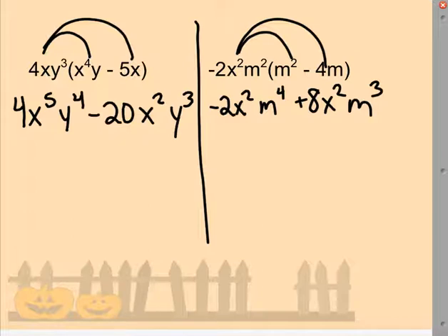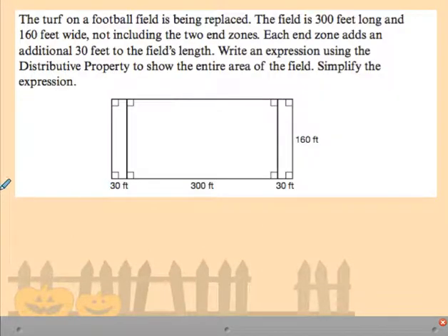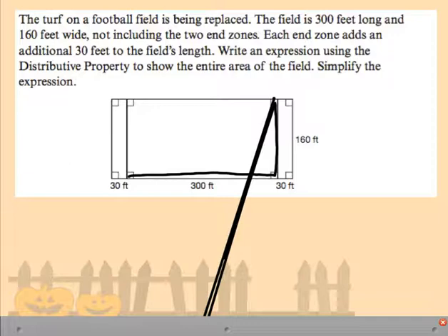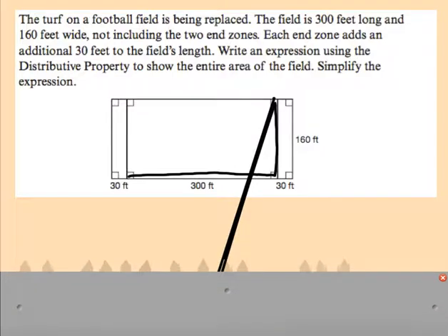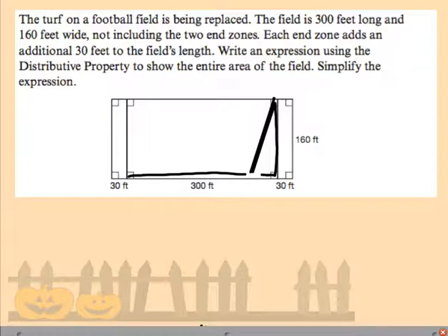Lastly, let's look at a word problem that we can use the distributive property to solve, like this. Turf on a football field is being replaced. The field is 300 feet long and 160 feet wide. But we know that we have end zones on the field as well, which means that they are going to add 30 feet to each side. So use the distributive property to show the area of the entire field.